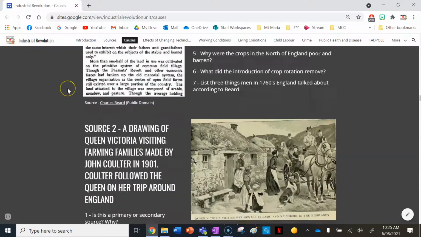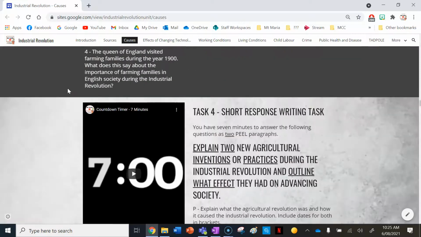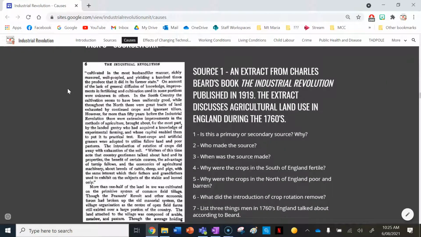Task 3, guys, we have a bit of source work here. We've got 2 sources. Then task 4, we've got a pure paragraph, but we'll work on task 3 together. So source 1 is an extract from Charles Beard's book, The Industrial Revolution, published in 1919. The extract discusses agricultural land use in England during the 1760s. So let's read the source together. We'll start at the first sentence here.